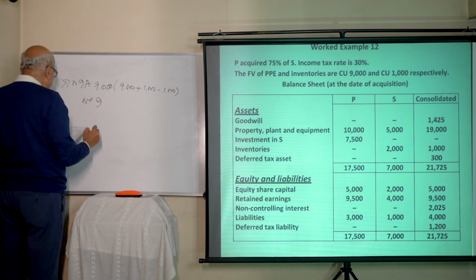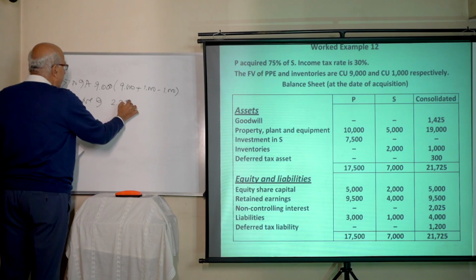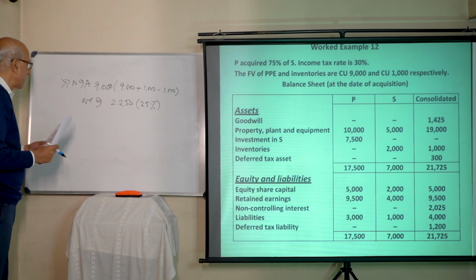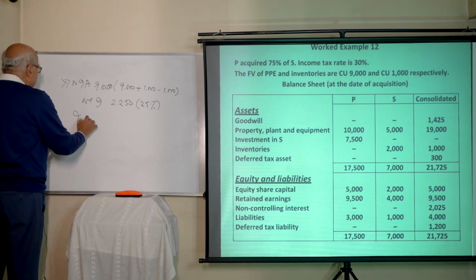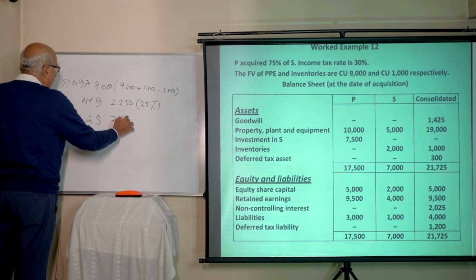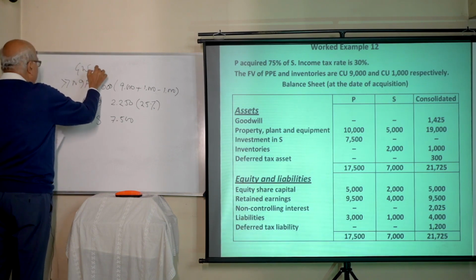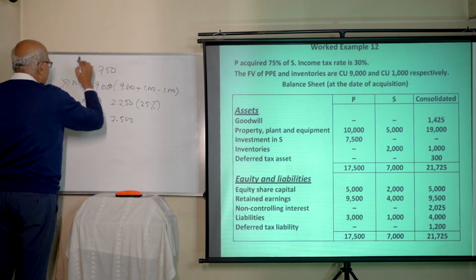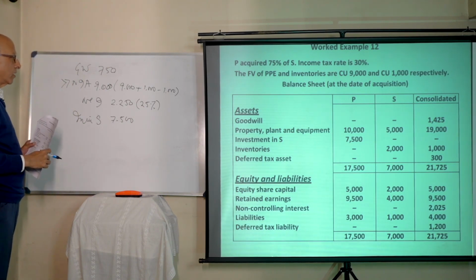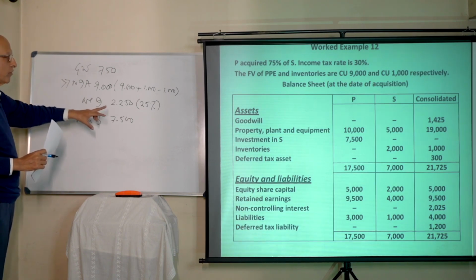What is non-controlling interest? 25% of that, that is 2250. This is 25% of 9000. What is the investment in S? That is given, it is 7500. So goodwill is the balancing figure, that is 750. So goodwill 750, non-controlling 2250.